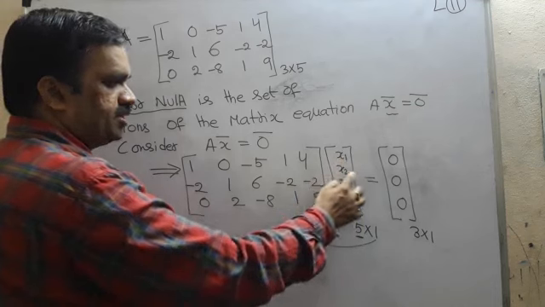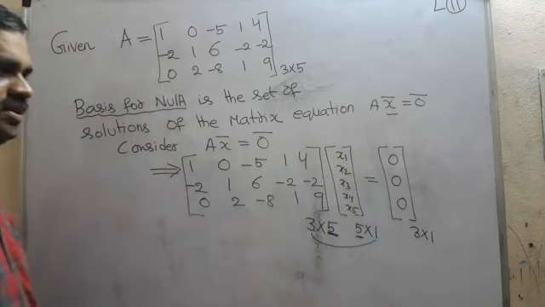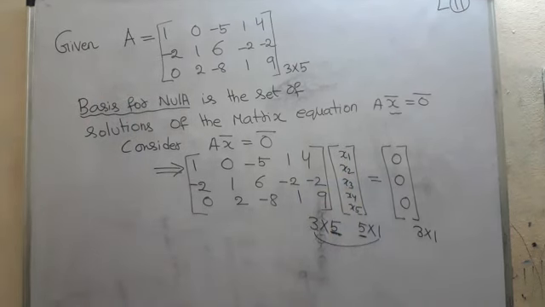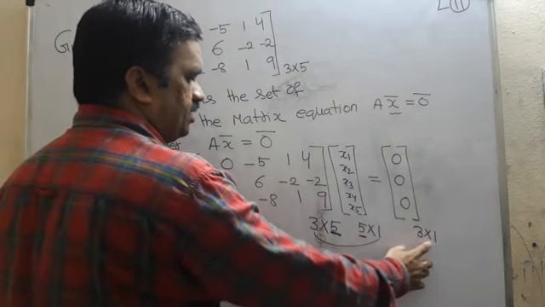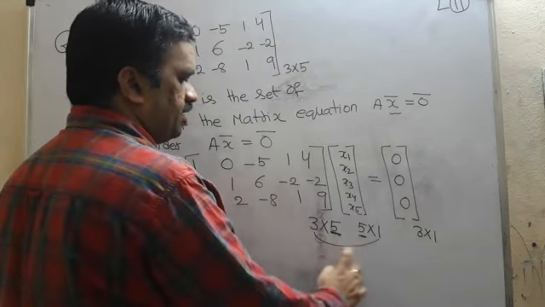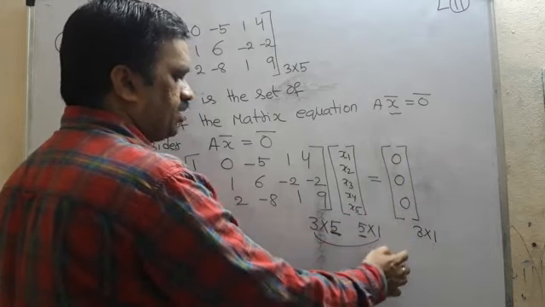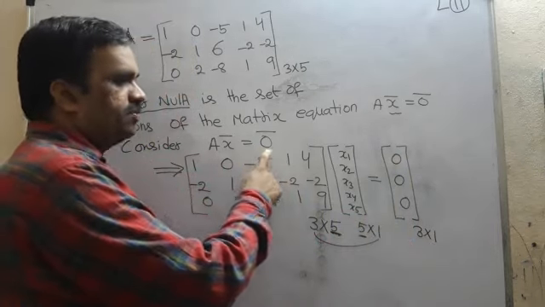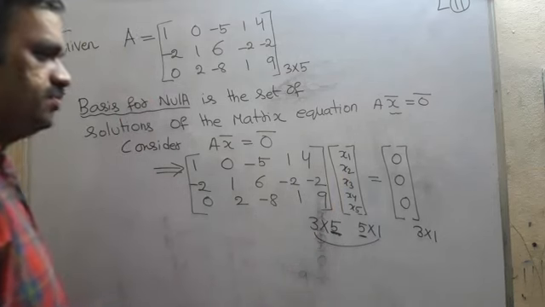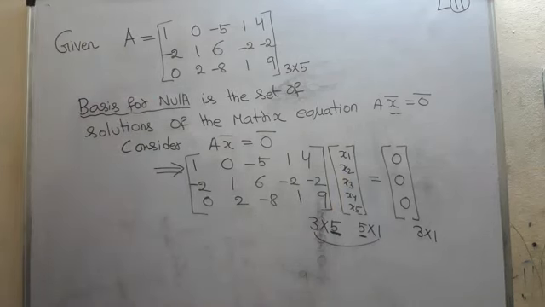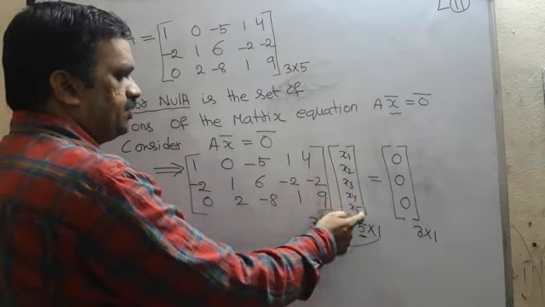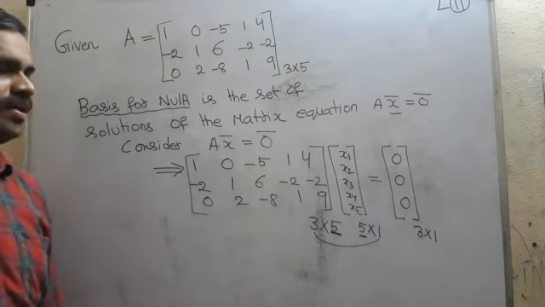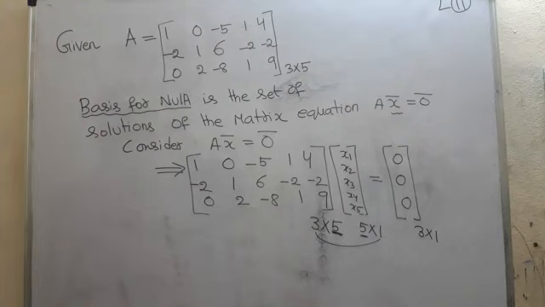So I introduced 5 elements, X1, X2, X3, X4, X5, column-wise, so it is 5 by 1. The result should be 3 by 1, 3 rows and 1 column, the zero matrix, so we introduce 0, 0, 0. That's all. Now we have to solve to find x1, x2, x3, x4, x5. We have to find 5 variable values.